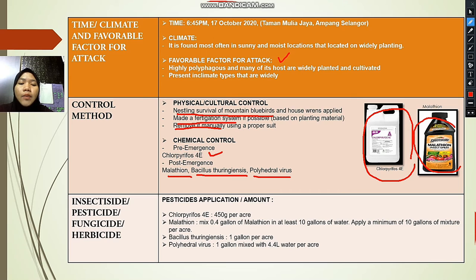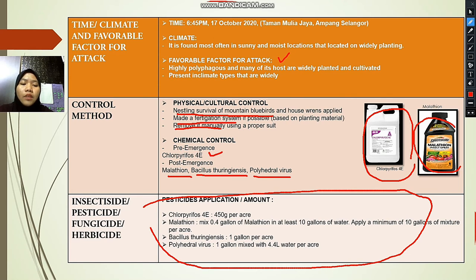So the pesticide application and amount here. There's a lot of application we can use. For example, we can use malathion. We can mix 0.4 gallons of malathion in at least 10 gallons of water. Apply a minimum of 10 gallons of mixture per acre. And for polyhedral virus, we can use 1 gallon mixed with 4.4 L water per acre.